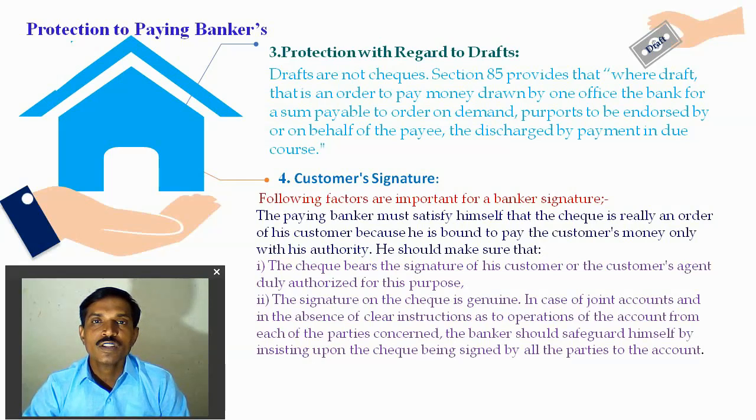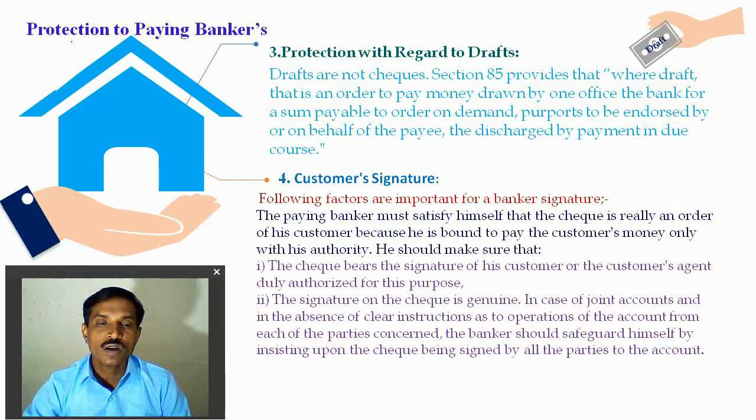Sometimes the customer is giving money or the check to his authorized agent or the office employee. At that time the bank can check whether he is the authorized agent or the authorized person who received the money, and whether the signature on the check is genuine. The bank can check the specimen signature of the customer, matching it with the specimen which is available in the bank.